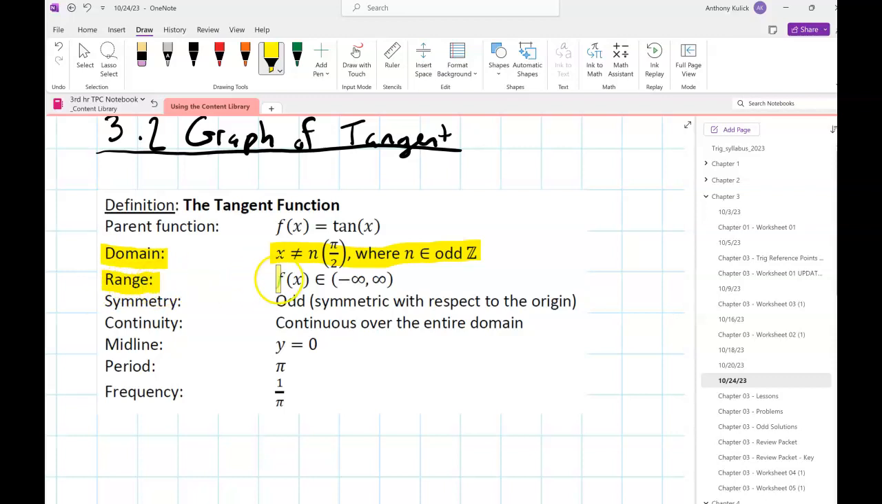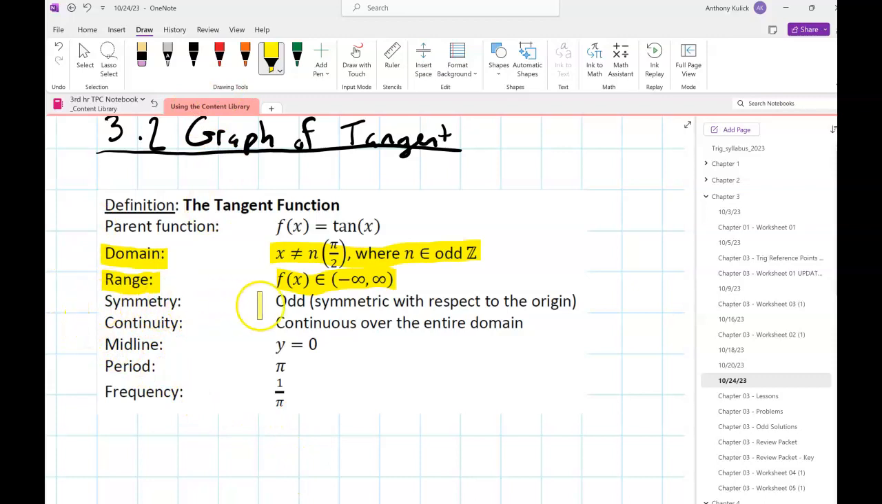The range is all real numbers. Instead of being bounded between -1 and +1 like sine and cosine were, tangent is unbounded, so it has no minimum value or maximum value because the graph is going to have an arrow pointing down and an arrow pointing up on it.